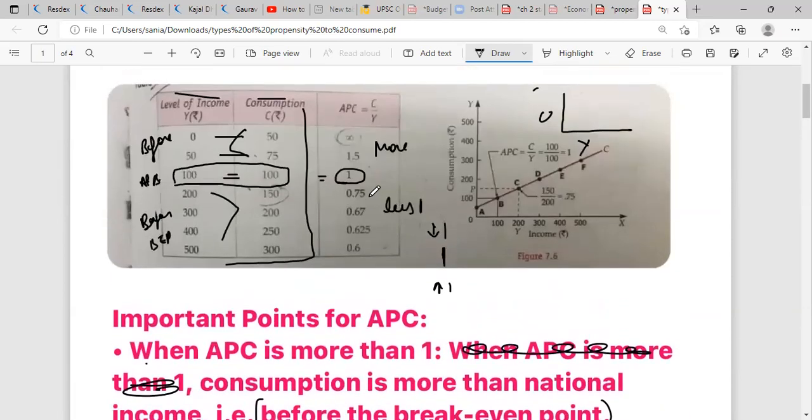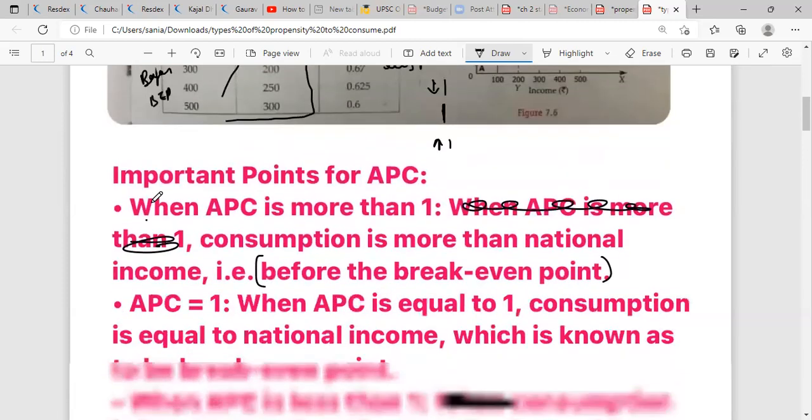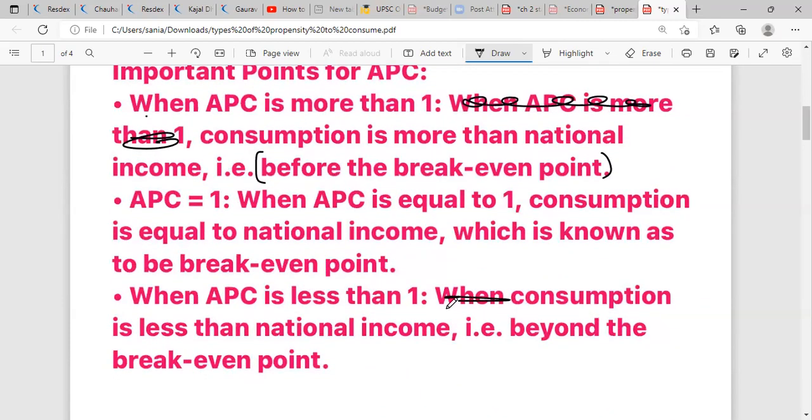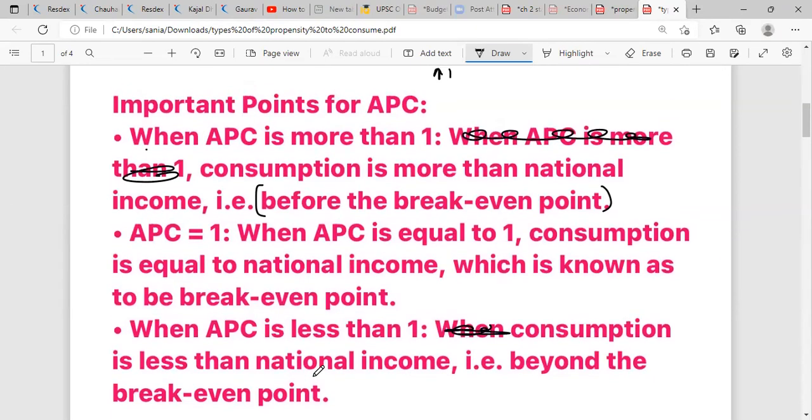And from here onwards, your APC is less than 1. So at that moment, you can see your income is more than your consumption, and this is beyond the break-even point. So when your APC is less than 1, consumption is less than national income. That means it is beyond the break-even point. Clear? Yes, ma'am.